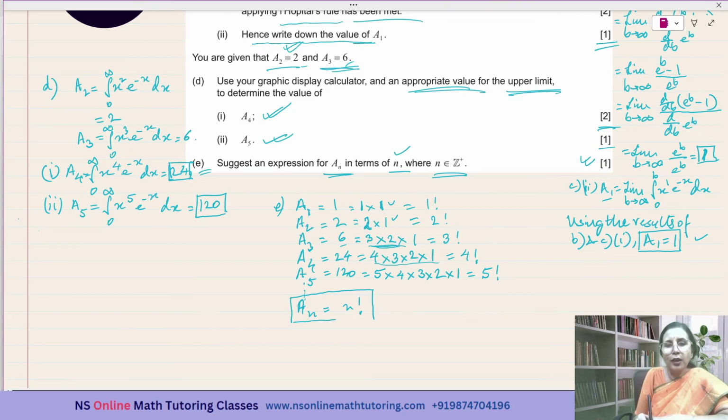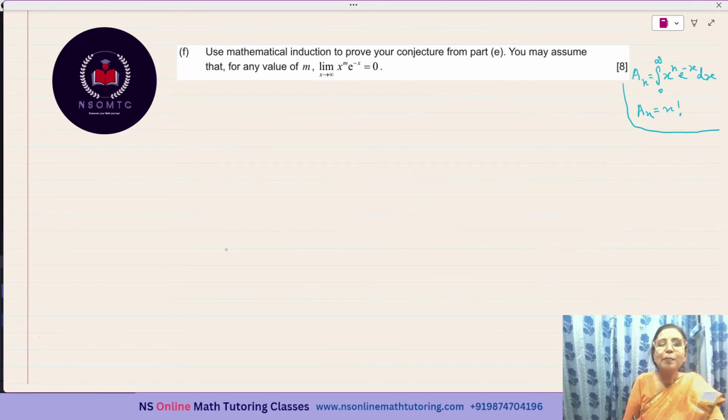An is n factorial. But now use mathematical induction to prove your conjecture from part E. In part E, we have conjectured that an is equal to n factorial. And the expression for an was given to be the integration of x to the power of n times e to the power of negative x with respect to x, and the integration limits were 0 to infinity. Okay, and this should be equal to n factorial. This is the conjecture from part E. That is what I was saying. Part E contained just a single mark, but this is containing 8 marks.